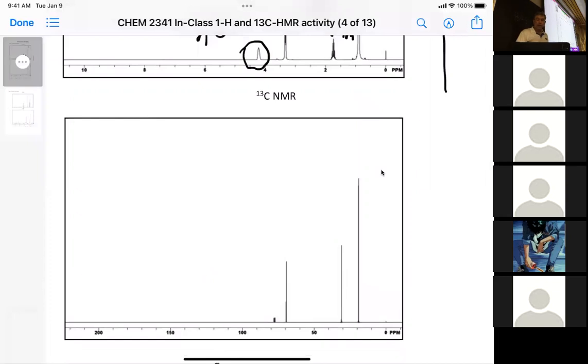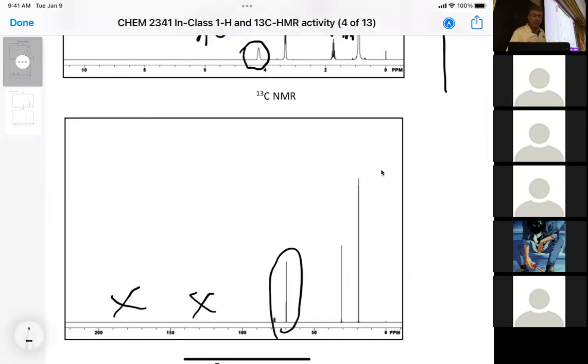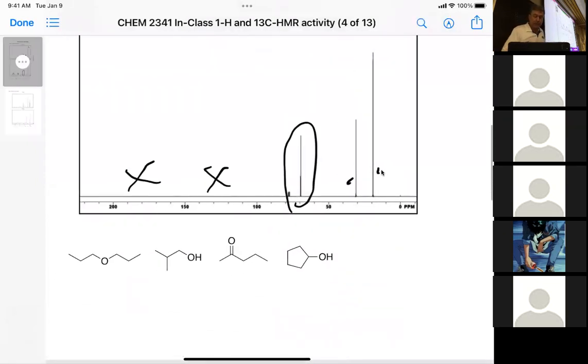Carbon NMR is a little bit cleaner. We have no carbonyls. We have no double bonds. We have something bonded to an oxygen. And then we have 2 other things. So we only have 3 signals for carbon. Okay, 4 signals for hydrogen, 3 signals for carbon. Okay, let's look at our choices. Can we eliminate the one on the left?